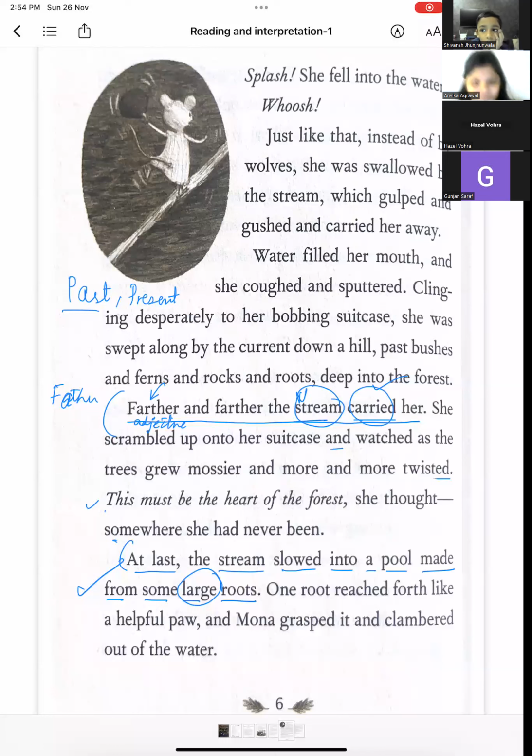Excuse me, miss. Current means water current that is coming out of the cloud. But we can also call it lightning. Yes. Okay.